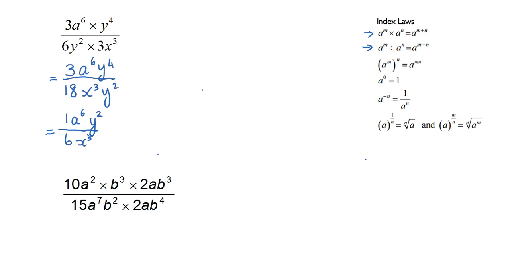So that's one way you can deal with it. Another way you can deal with it is from the get-go. You can say, well, I've got a 3 on the top, a 3 on the bottom. They cancel out. So I'm left with on the top, oh wait, I've got y's here. I've got 2 down there and 4 up there, so I can get rid of 2 here, and I've got 2 left up there. And then write my answer. So I've got a^6, y^2 left on the top, and 6x^3 written there.